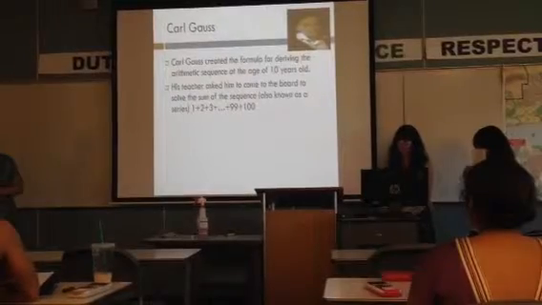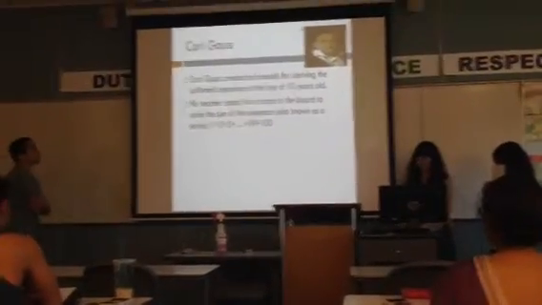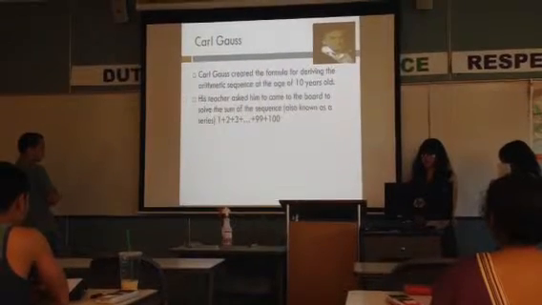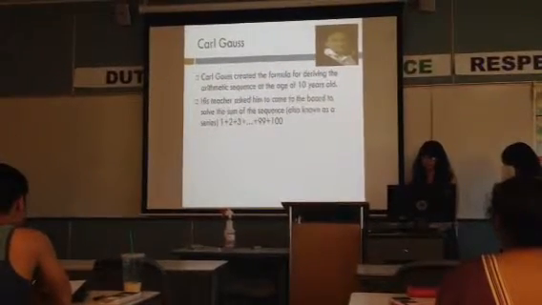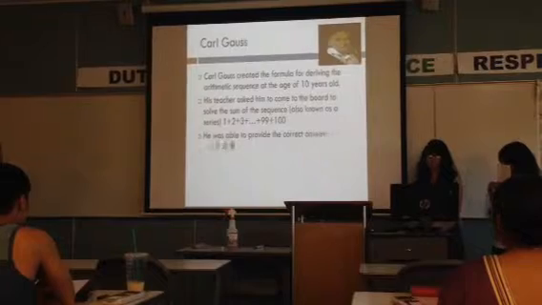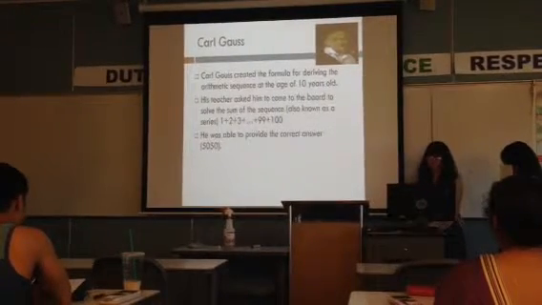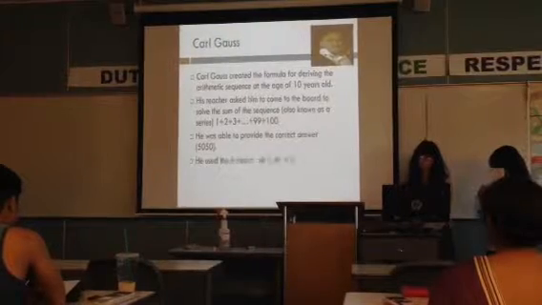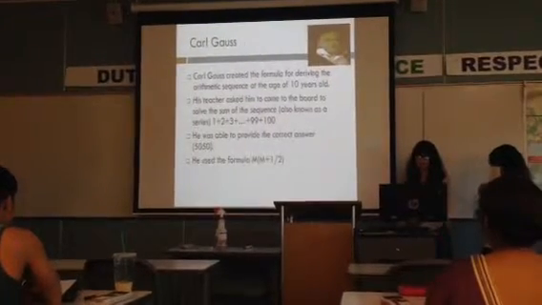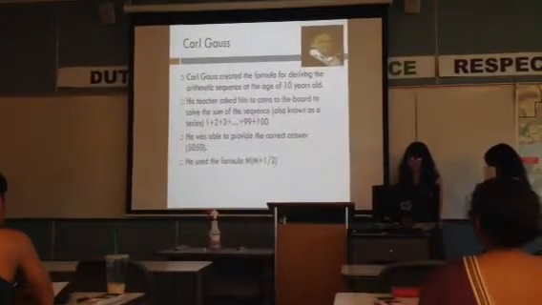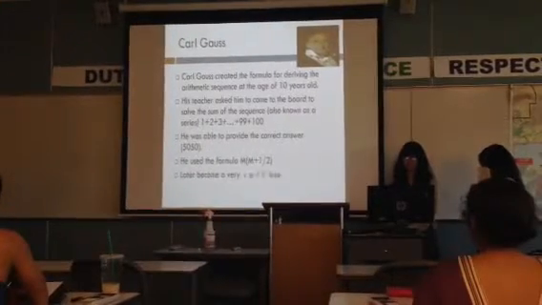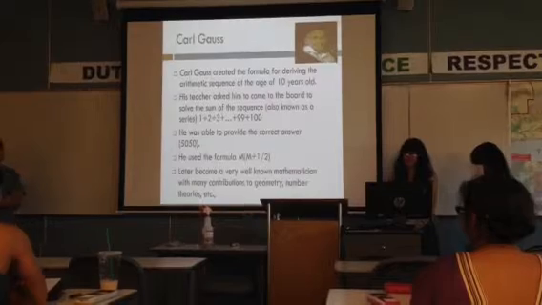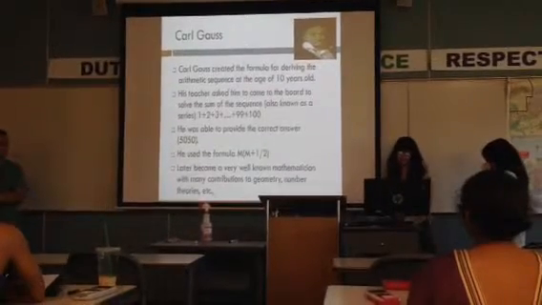Solve the sum of the sequence, also known as the series, 1 plus 2 plus 3, all the way to plus 99 plus 100. He was also able to get the correct answer, which is 5050, and he used the formula n times (n plus 1) over 2. Later he became a very well-known mathematician and contributed to geometry, number theory, and more.